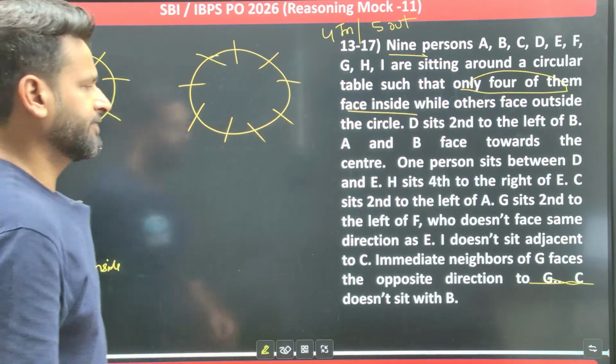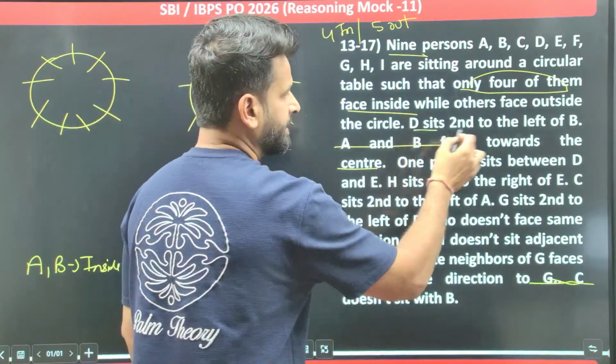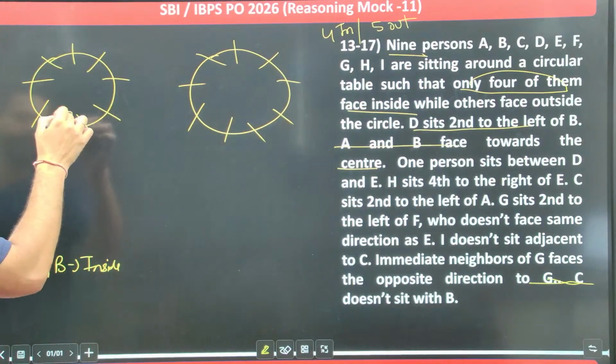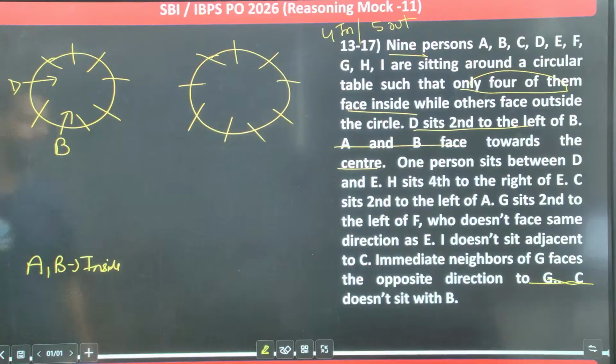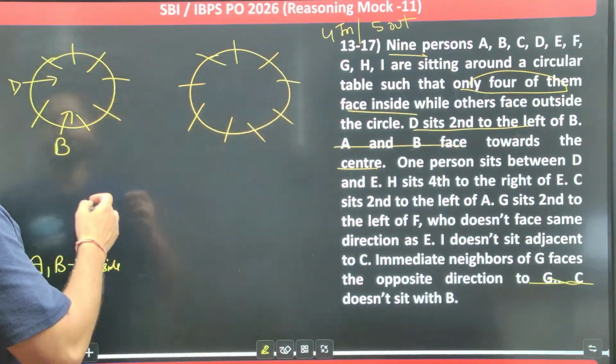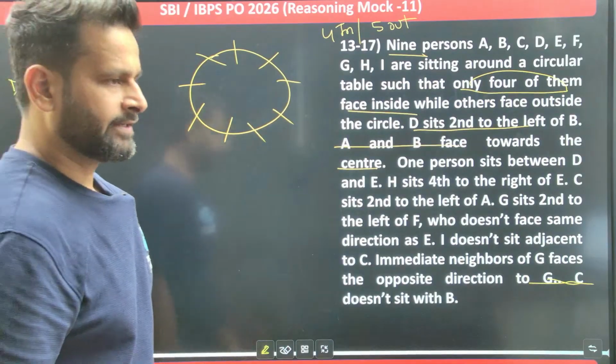Now, because the direction of A and B is known, I can start from D. D is second to the left of B. So, at any place you can draw B. D is second to the left of B. This will be D. Then one person sits between B and D. So, this has to be E.